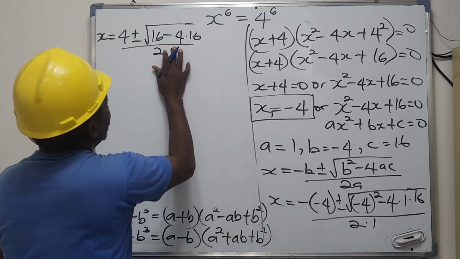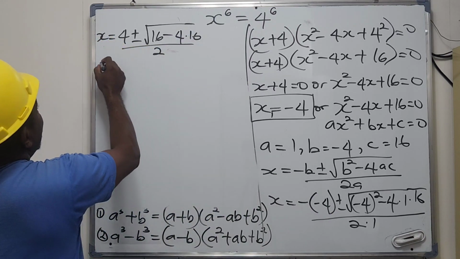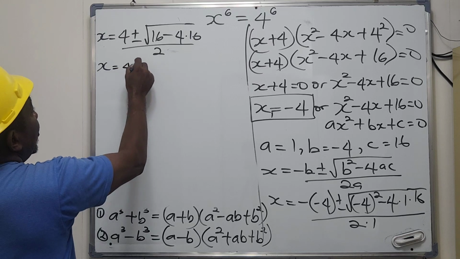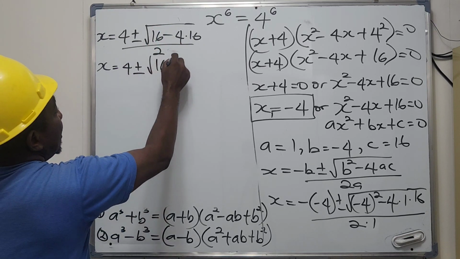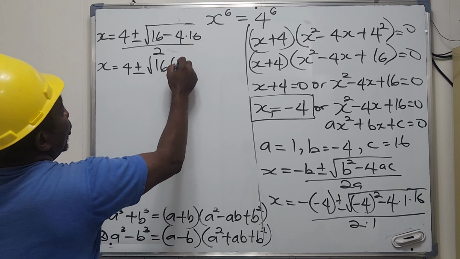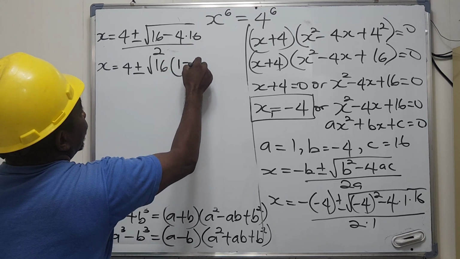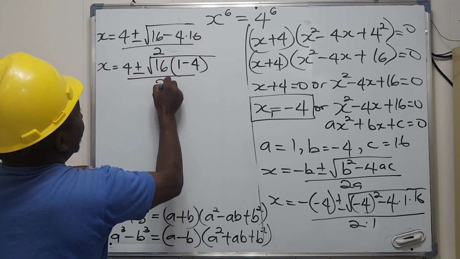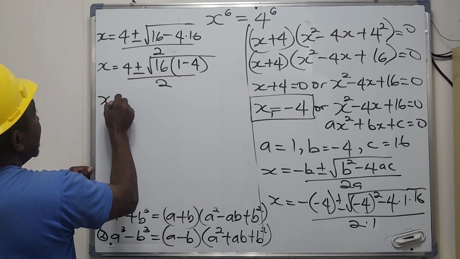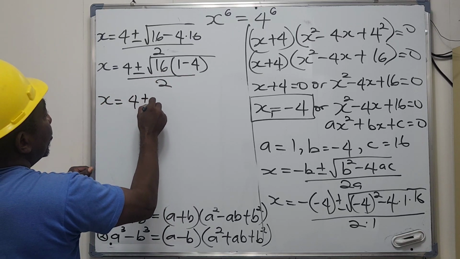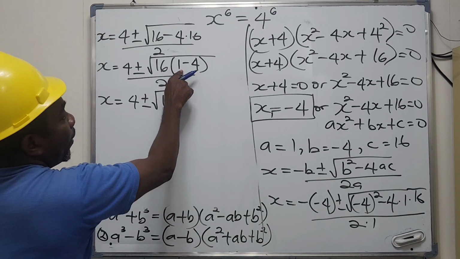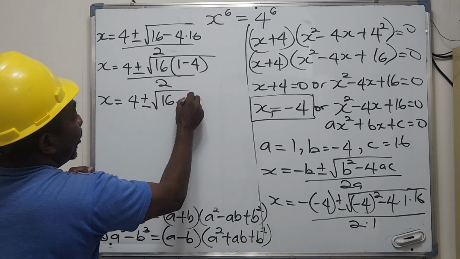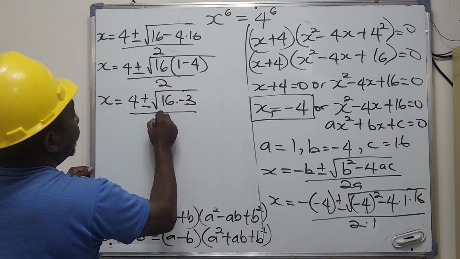So in this case, 2 times 1 is 2. So in this case, we have x equals 4 plus or minus square root of, this is the same thing as having 16 into, because they are common, into 1 minus 4, all over 2. So this will become x equals 4 plus or minus square root of 16 times 1 minus 4, which will become minus 3, all over 2.